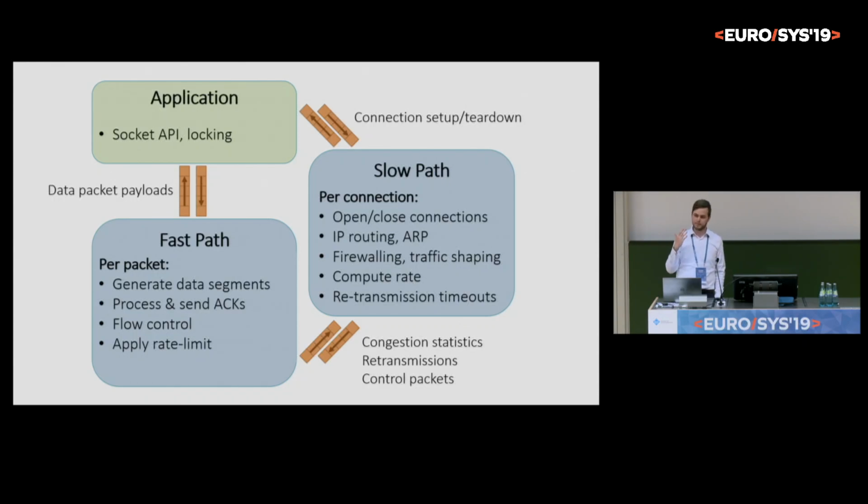So we can pass raw data packet payloads directly to the application. The application can interact with the slow path to do connection setup and teardown, and control packets and retransmission packets can be forwarded between the fast and slow path.